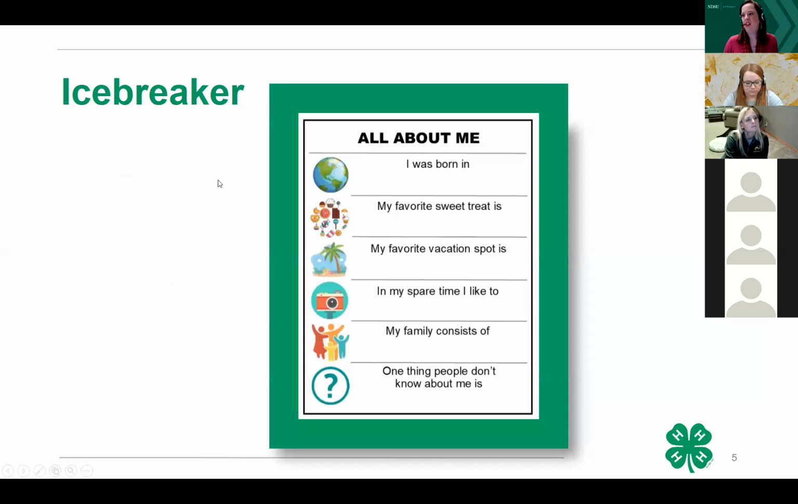Now you should be seeing a card that says All About Me. So this is another opportunity if you can't download the apps or you don't have any dice that have pictures on them. Then you could also use this as an icebreaker. If you wanted to put this up, the youth could go in their room and say, I was born in, my favorite sweet treat is, vacation spot, in my spare time, my family consists of, and one thing people don't know about me is. So that's another opportunity for ice breaking, and the youth could talk about those questions in their breakout room.